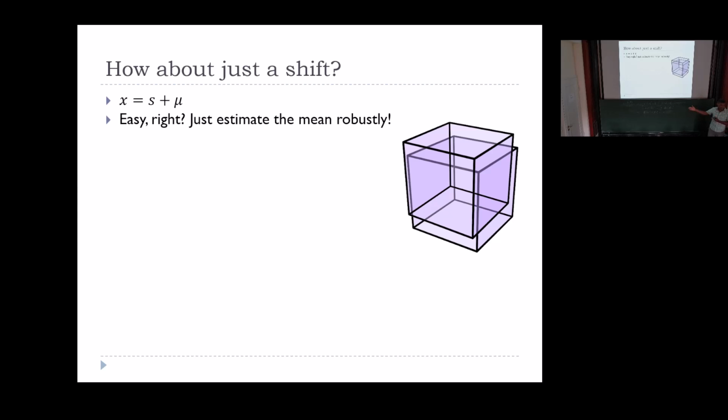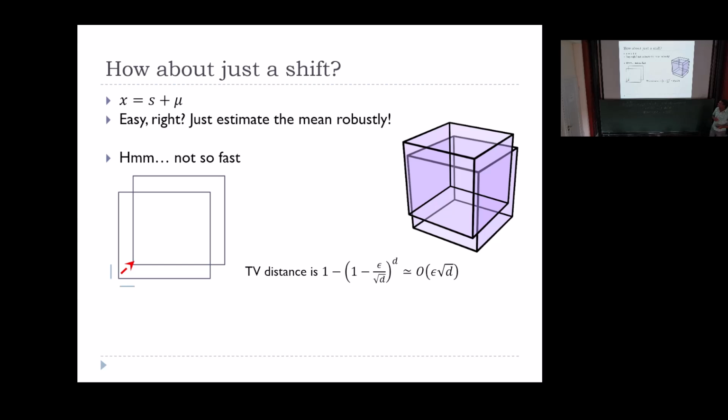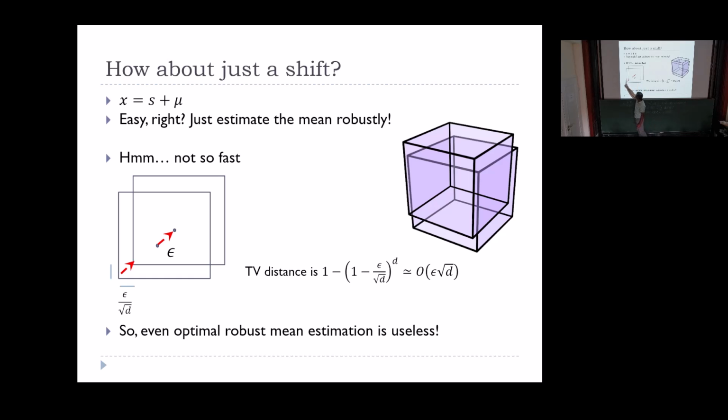Like I said, we can do it for a Gaussian. Estimate the mean robustly. You can do it for hypercontractive distributions. This doesn't work. The problem is this. Imagine I shift by epsilon in this direction, diagonally. Then I'm shifting by epsilon over square root dimension in every coordinate. And the total variation distance is actually about epsilon times square root d. Two cubes which are diagonally shifted by epsilon have very little overlap.